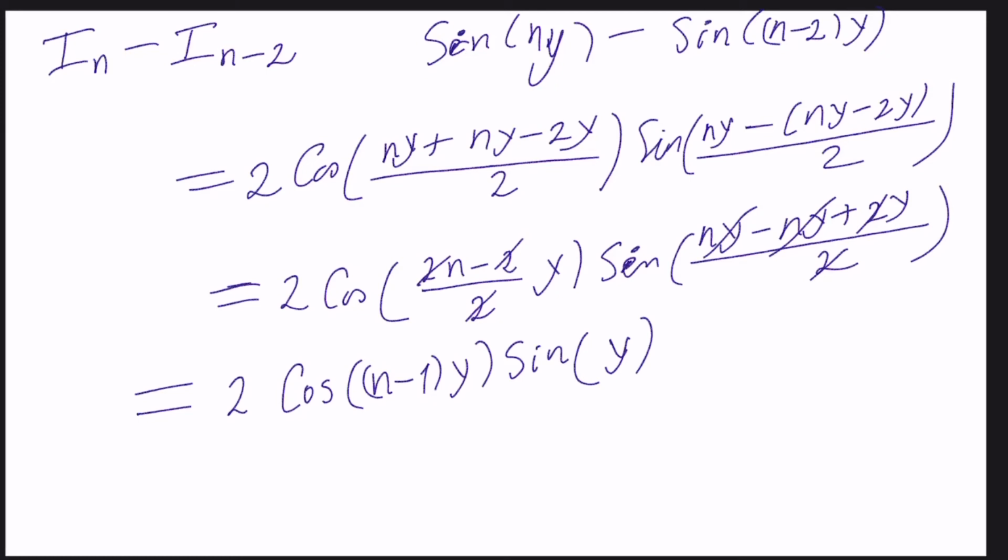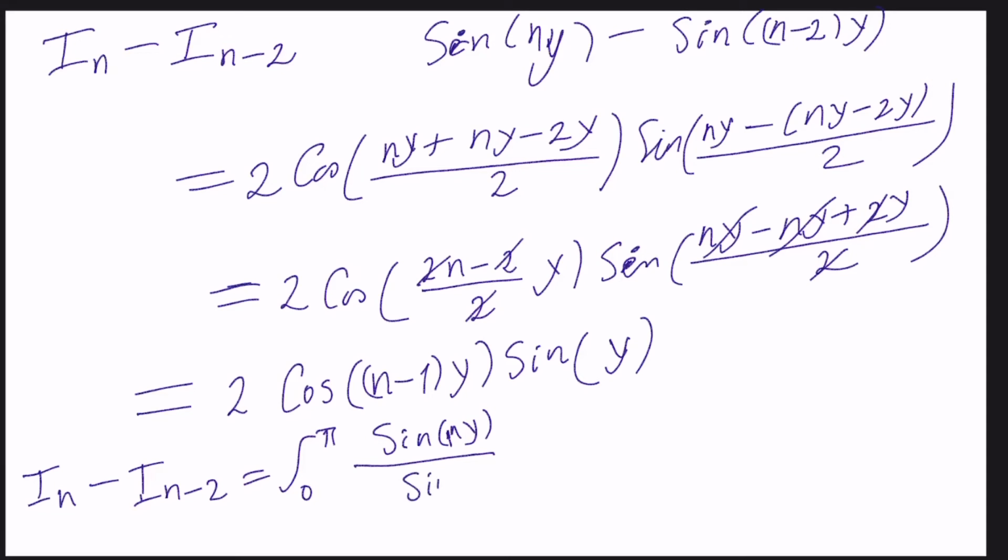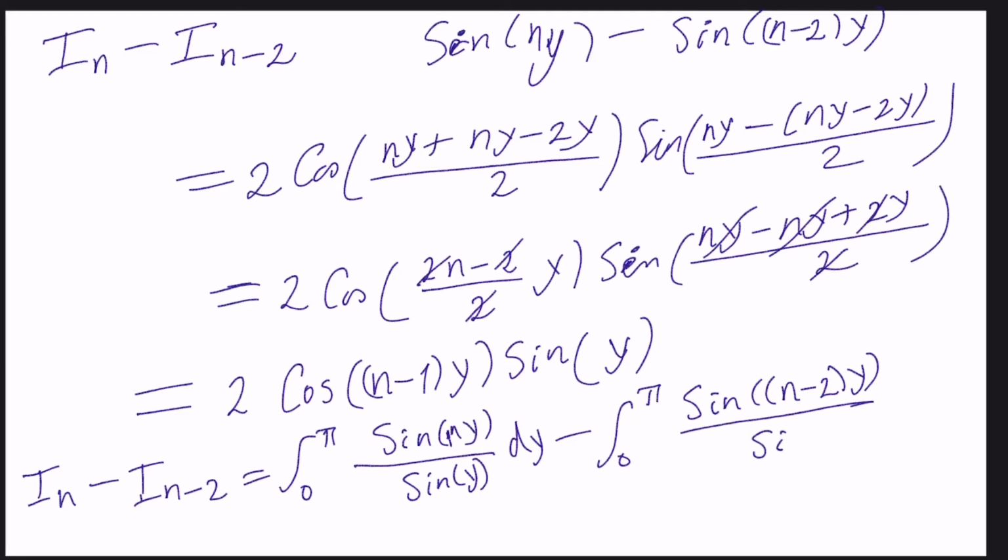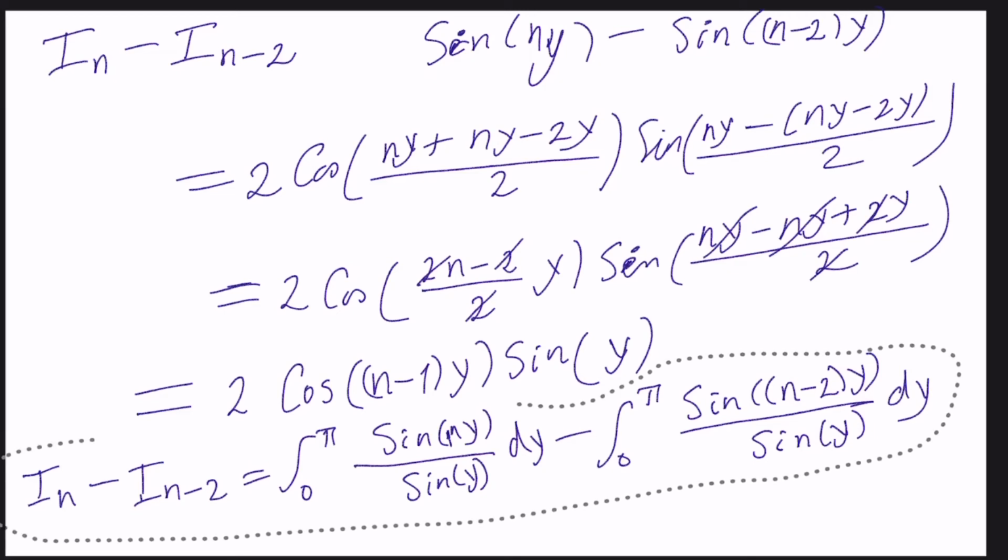What we obtained here is interesting, because I_n minus I_(n minus 2) is the integral from 0 to pi of sine of ny divided by sine of y dy, minus the integral from 0 to pi of sine of (n minus 2)y divided by sine of y dy. Okay, let me use another whiteboard to continue.